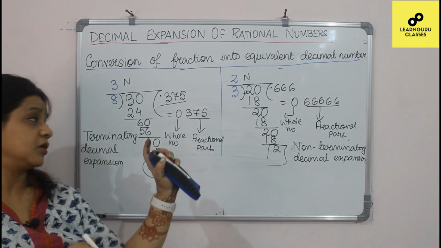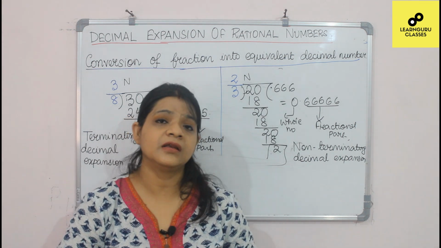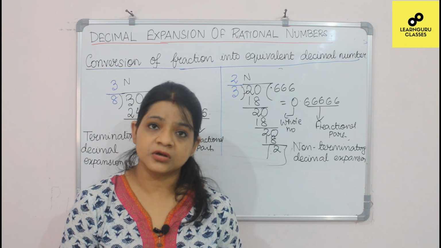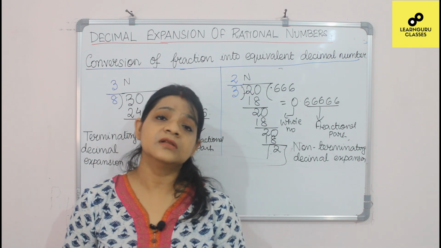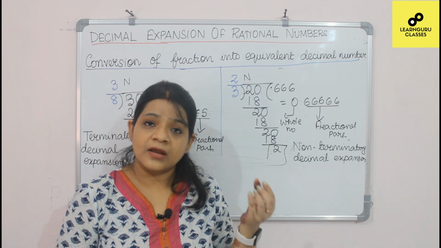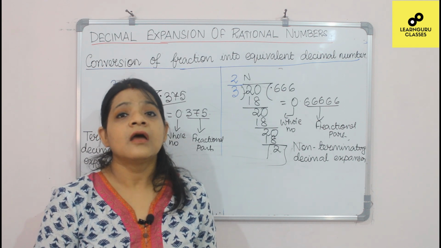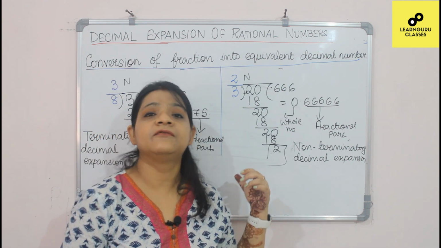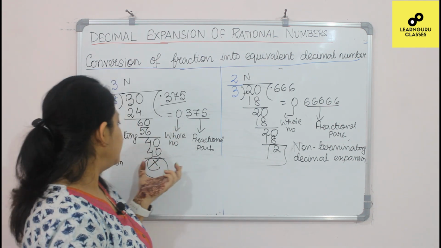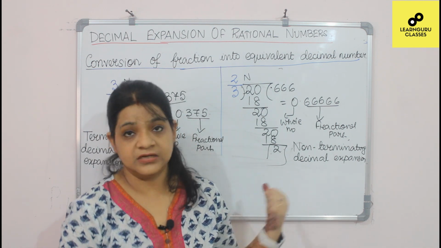Non-terminating decimal expansion. So terminating decimal expansion, how do you define a terminating decimal expansion? Terminating decimals are those decimal numbers where the fractional part has a finite number of digits, and after performing the division you get the remainder as 0. It means the division comes to an end after the remainder is 0.